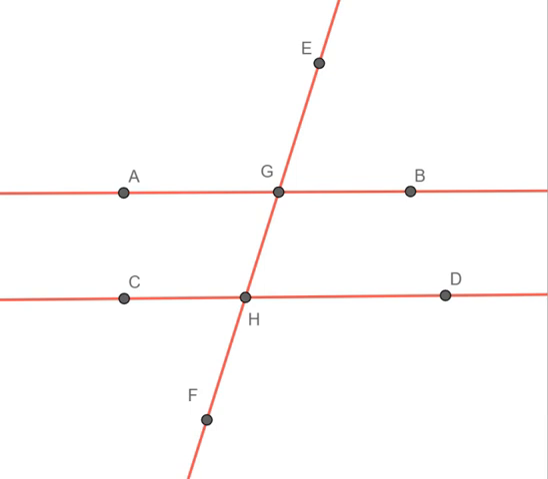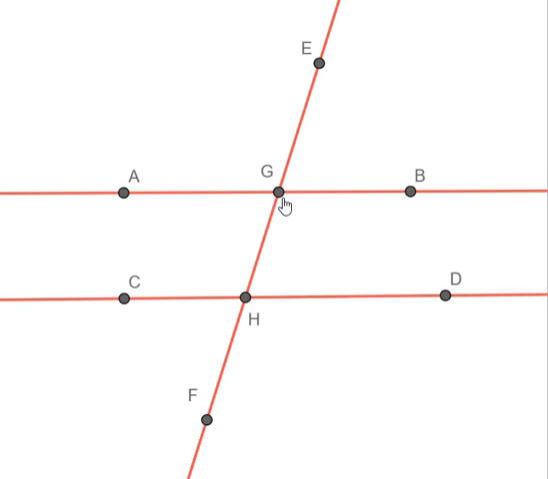Again, we will use proof by contradiction. We will assume that AGH is not equal to DHG. That means these two angles, alternate angles, are not equal. Now, if they are not equal, one of them has to be greater than the other. So let us say AGH is greater than DHG. Okay, so that is an inequality.